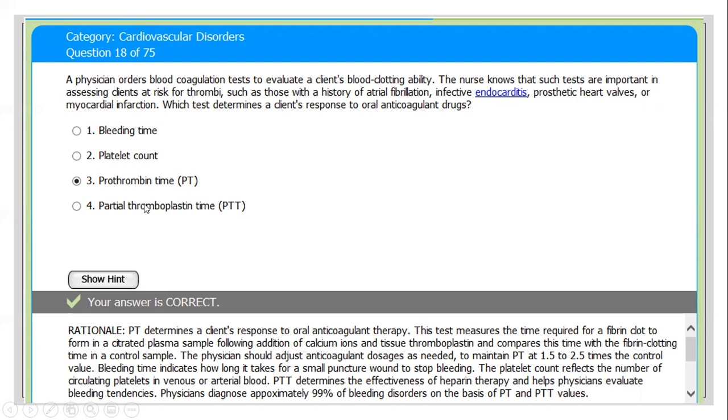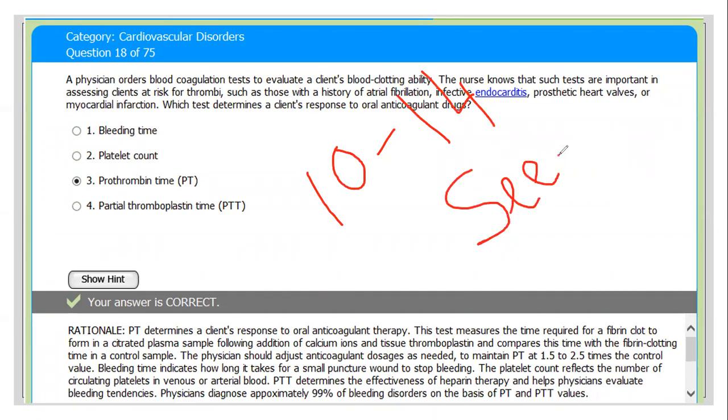A typical PT, shortly called prothrombin time or PT. So a typical PT result is 10 to 14. So the normal range of PT is 10 to 14 seconds. So I want to request my dear students, please give a focus on it.